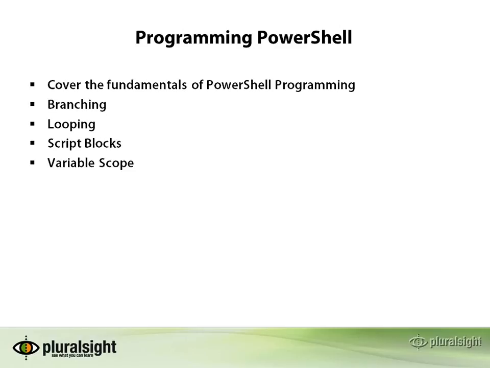We'll begin by looking at branching, executing code based on a set of conditions. Then we'll look at looping, which will allow us to repeat a block of code. Speaking of blocks, we'll look at what a script block is and how to use them. Finally, we'll build on what we know about variables when we talk about variable scope.